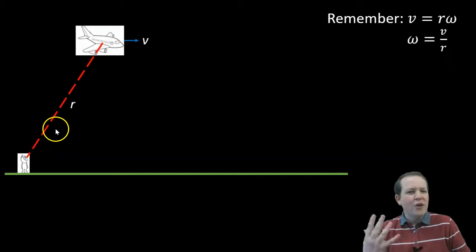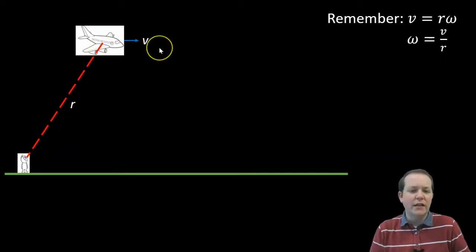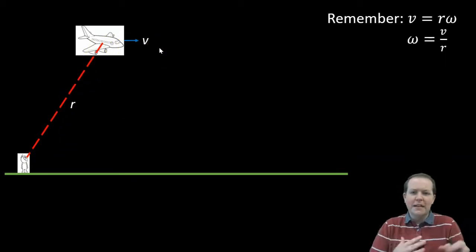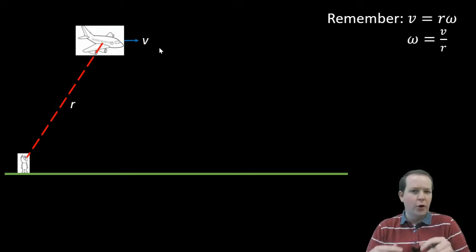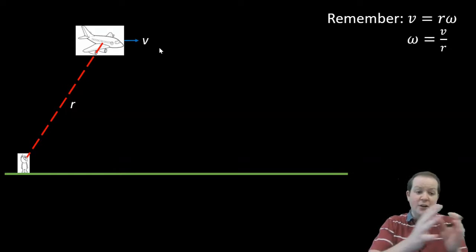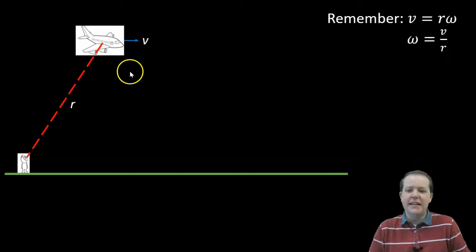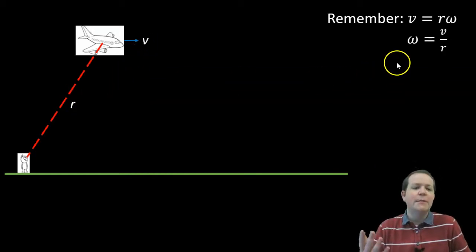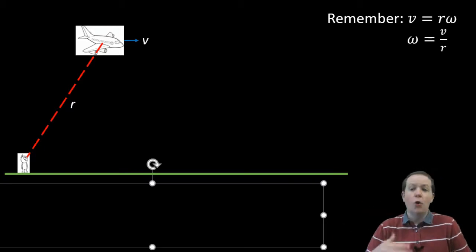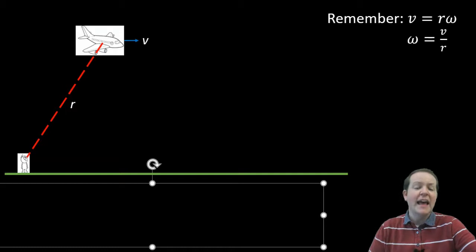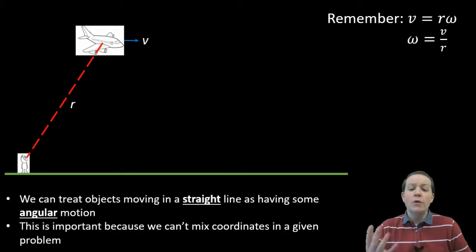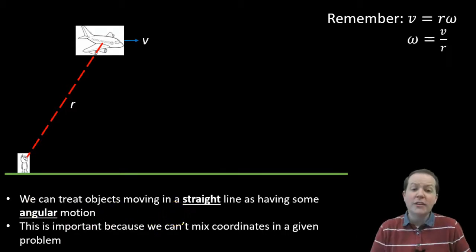Even though that's a pretty weird way to think about an object moving in a straight line, it is valid, and that's important because our physics has to always be correct regardless of our coordinate system, regardless of whether we're thinking of objects moving linearly or angularly. So this plane at this moment, with this velocity and this radius, has some angular velocity that we could then apply for, say, angular acceleration or angular kinetic energy, and yes, angular momentum. So we can treat objects, even though they're moving in a straight line, as having some angular motion.